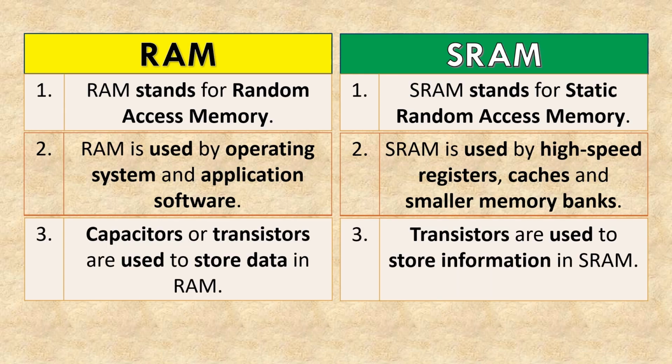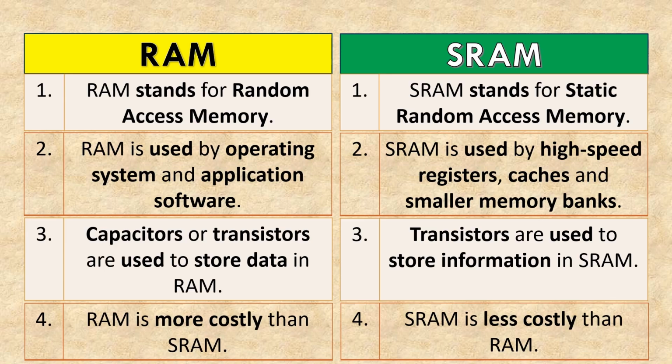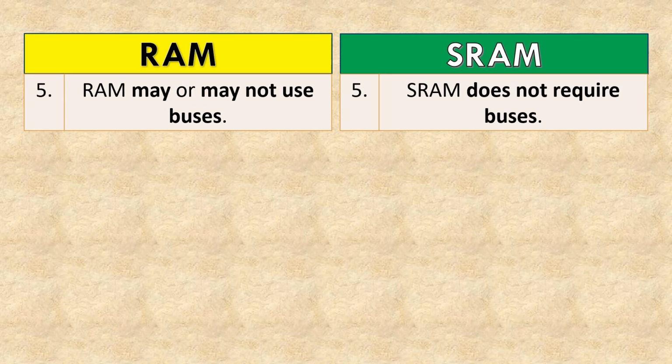Capacitors or transistors are used to store data in RAM. Transistors are used to store information in SRAM. RAM is more costly than SRAM. SRAM is less costly than RAM. RAM may or may not use buses. SRAM does not require buses.